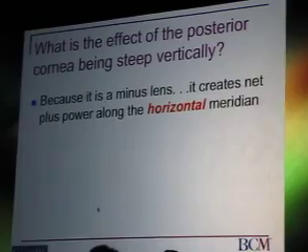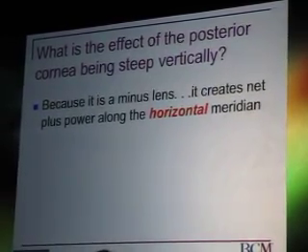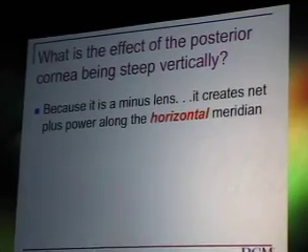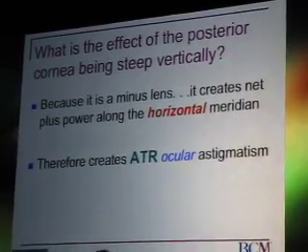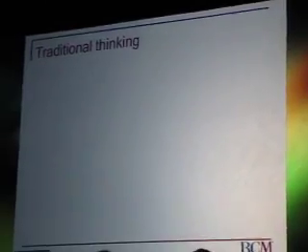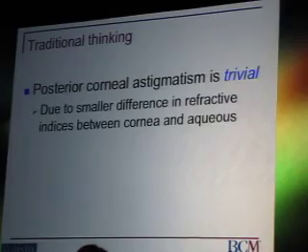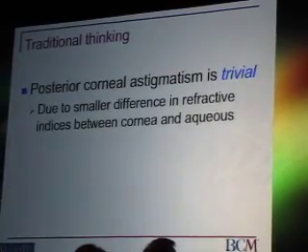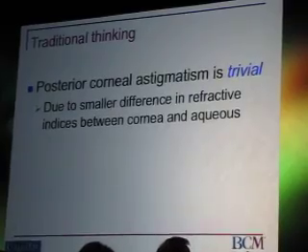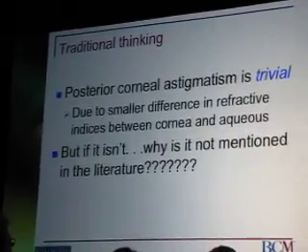That effect is, because this is a minus lens, it creates net plus power along the horizontal meridian, which means it creates against-the-rule ocular astigmatism. Now, traditional thinking has it that posterior corneal astigmatism is trivial due to the smaller difference in refractive index between the posterior surface of the cornea and the aqueous. But if it isn't, why isn't it mentioned in the literature?